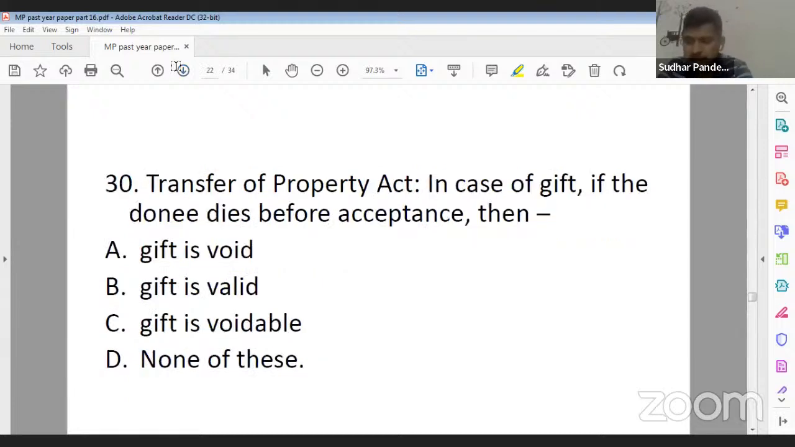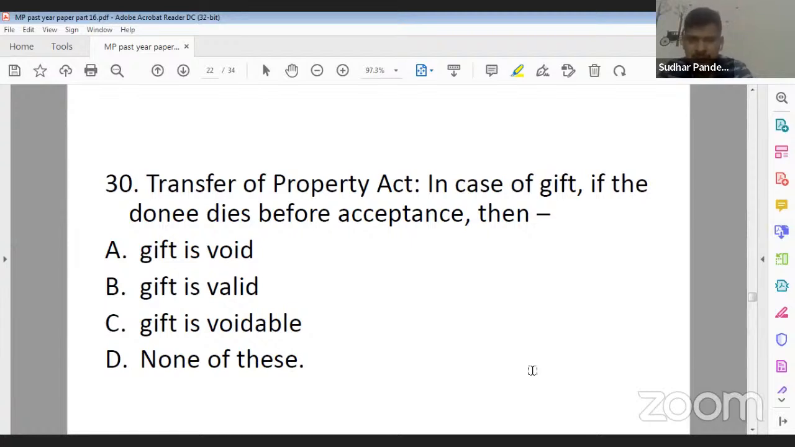Question number 30, that is again from the Transfer of Property Act. In case of gift, if the donee dies before acceptance, then option A, gift is void; option B, gift is valid; option C, gift is voidable; option D, none of these. What should be the correct answer? 29, Varunji is saying B. No, Varunji, its correct answer will be A for Ahmedabad, right?